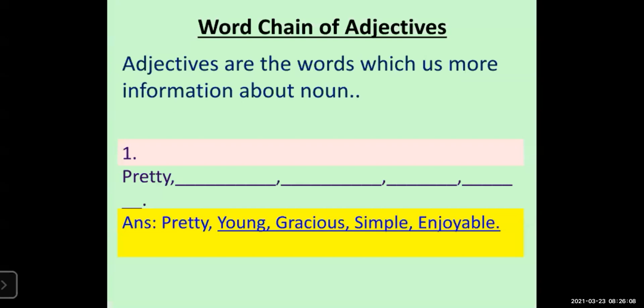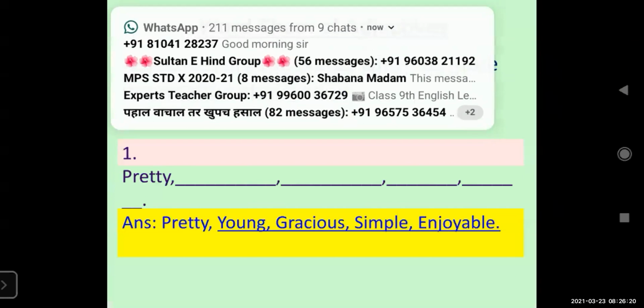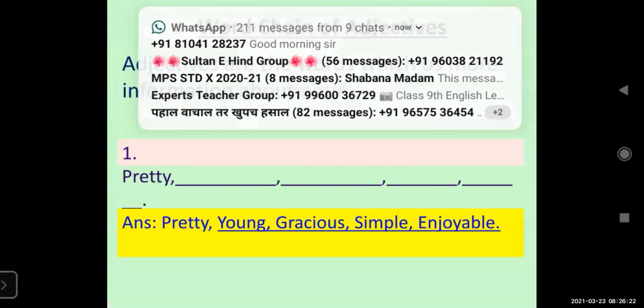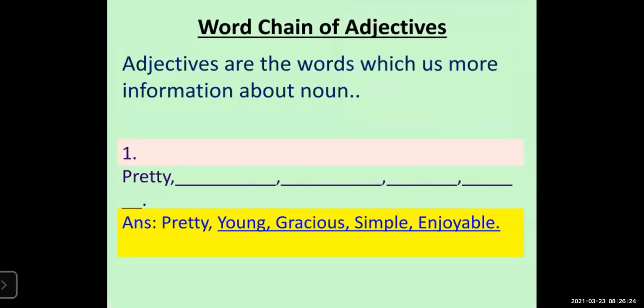Okay, the next word is gracious. It is also an adjective which begins with G and ends with S. The next adjective to complete this word chain is simple. Simple is an adjective which begins with S and ends with E. So we have to begin the next adjective with E.